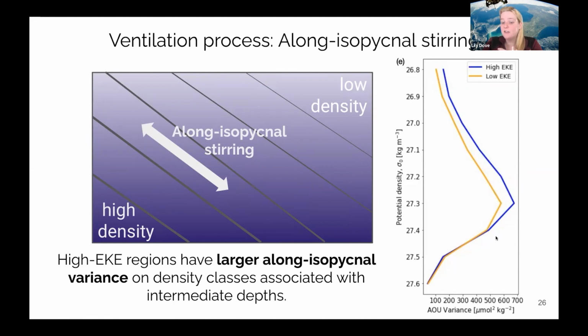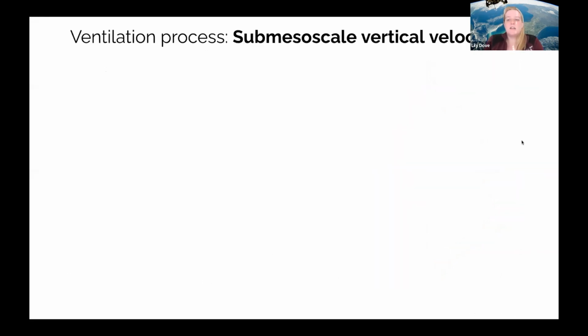And interestingly, that difference goes away in denser waters, but it is very prevalent in these intermediate depths, especially waters that are aligned with intermediate water masses. The other process we wanted to investigate was looking at submesoscale vertical velocities, or transport, pretty rapid transport of waters from the surface to the interior ocean.